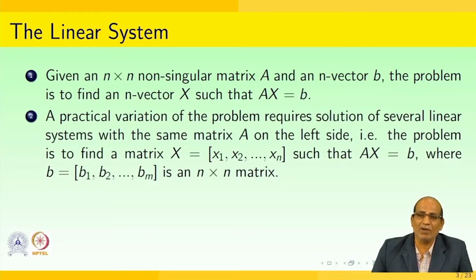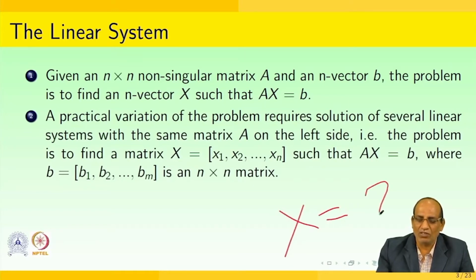So essentially the problem is several linear systems with the same matrix A on the left side, which we call the coefficient matrix. The problem is to find a matrix X which consists of x1, x2, x3, up to xm, such that the system AX is equal to B, where the B matrix is B1, B2, B3, up to Bm. So you need to find the unknowns X so that you are able to find the solution to the system.